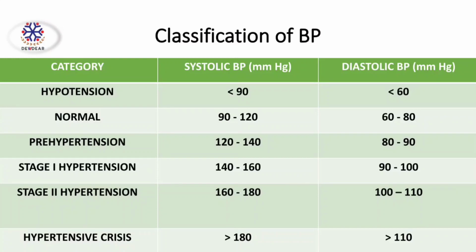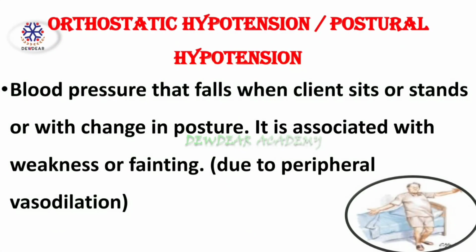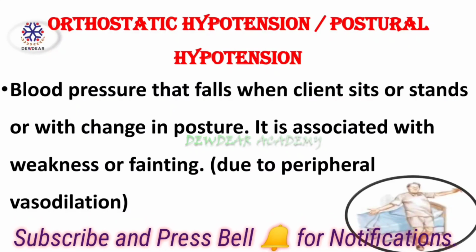So this is the classification of BP. Then what is orthostatic hypotension or postural hypotension? The blood pressure falls when the client sits or stands, or with change in posture. It is associated with weakness or fainting, and it occurs due to peripheral vasodilation. So that is known as orthostatic hypotension.